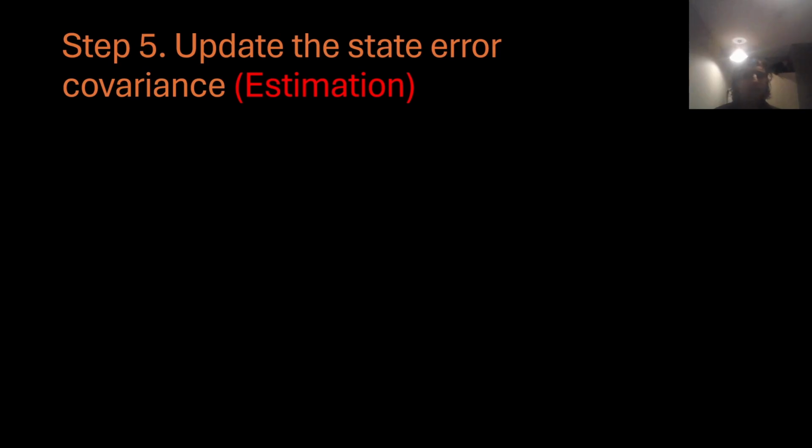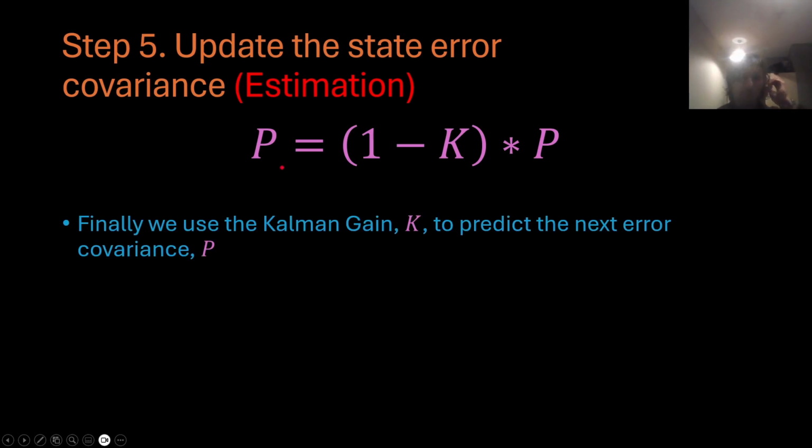Now, step 5, update the state error covariance. This is the last equation. We're not just done over here, we actually have a 5th step here, and we're still on the estimation. We have P equals 1 minus K multiplied by P. So P is, remember, the state error covariance, and is how much error we expect in our prediction. Now, we finally use a Kalman gain to update the error covariance P. The importance of this equation is that over time, as you trust your predictions more and more, the error of that prediction is expected to decrease.